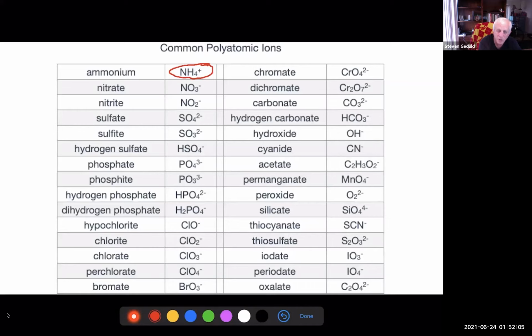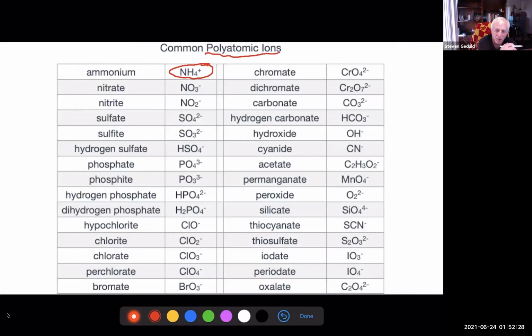Nitrate is NO3 minus. Again, these are covalent compounds like nitrogen and oxygen, sulfur and oxygen. Those are all nonmetals, but they combine in such a way to have a charge. That makes them polyatomic ions. They're ions, and they're more than one atom, polyatomic. That's where the name comes from.